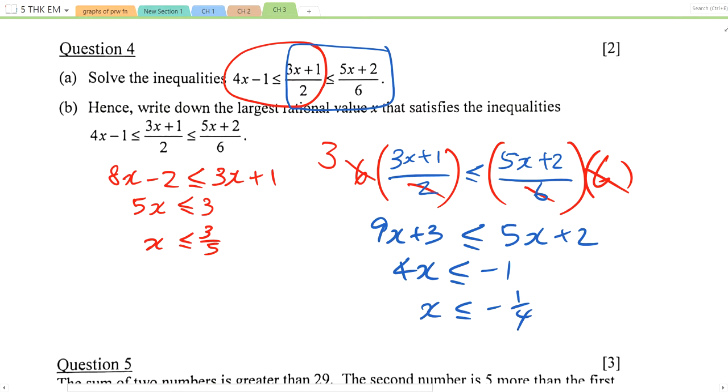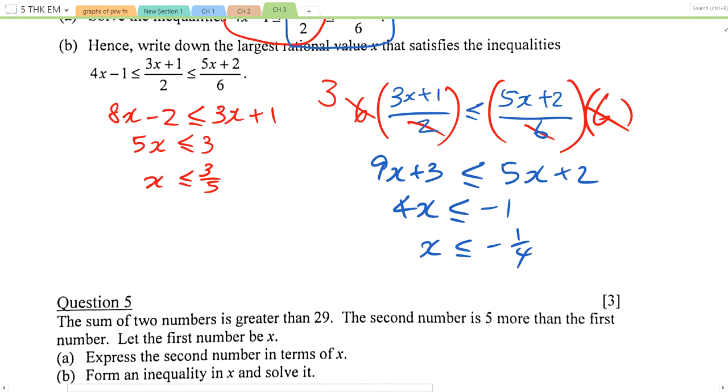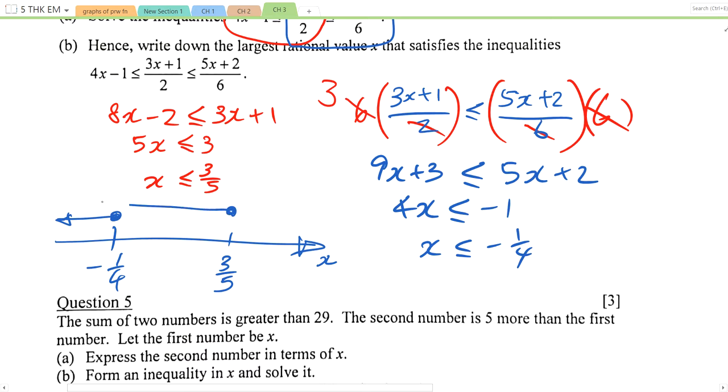Alright? So what's the answer? I got 2 answers, eh? What's the answer? How do we decide? Draw the number line, because I cannot visualize. 1 over 4, 3 over 5. So x is supposed to be less than or equal to negative 1 over 4. At the same time, it is less than or equal to negative 3 over 5. The overlapping region is this side. Okay, so in blue is my working, in red is my final answer.